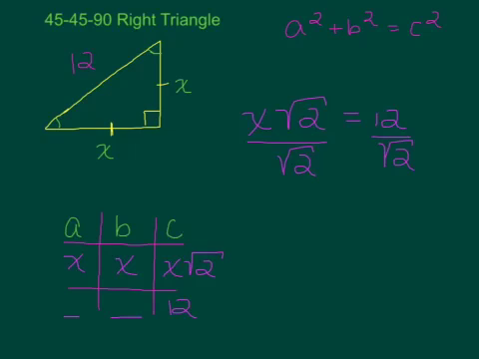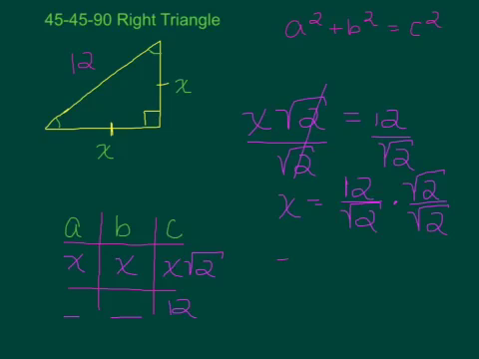And on the left-hand side, square root of 2 cancels out. So we're left with x equals 12 over the square root of 2. Okay, so now we have to rationalize our denominator. So like we already know how to do, we're going to multiply by square root of 2 over square root of 2.